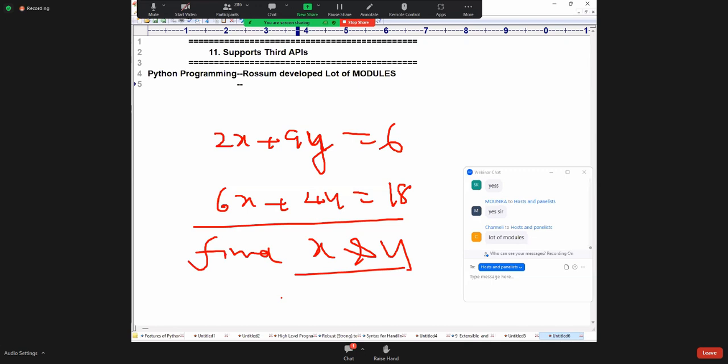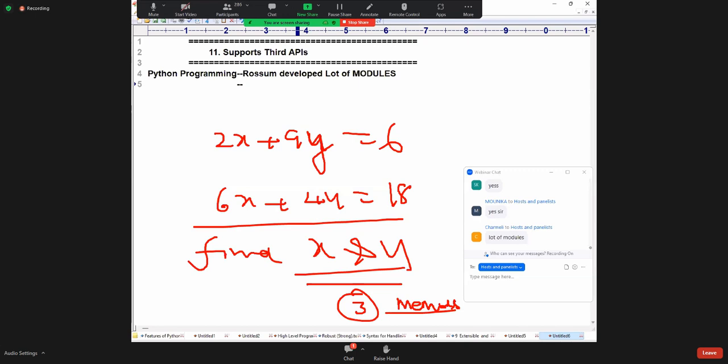Linear equations. Even a day or two back, I told this. Linear equations we can call finding x and y. According to my mathematics standards, there are 3 methodologies, 3 methods, 3 approaches to solve it.